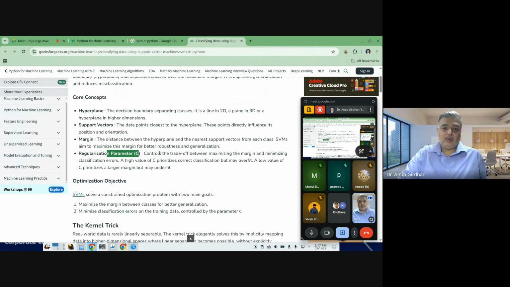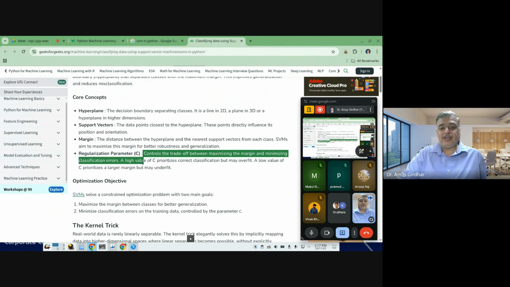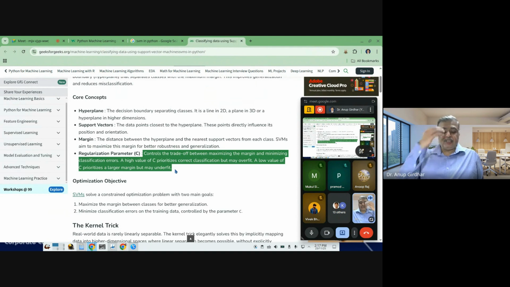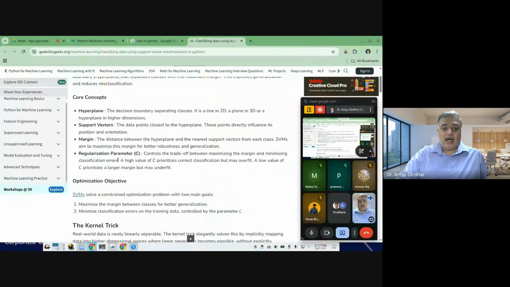Regularization parameter. Now, what is regularization? It controls the trade-off between maximizing the margin and minimizing classification errors. So we have to maximize the margin, but we have to minimize the classification errors, right? So what is C? It is the C parameter. A high value of C prioritizes correct classifications, but may overfit. Now again the problem is that if you go to a higher value of C, then it could be overfit or underfit.